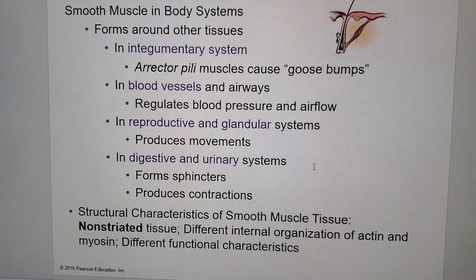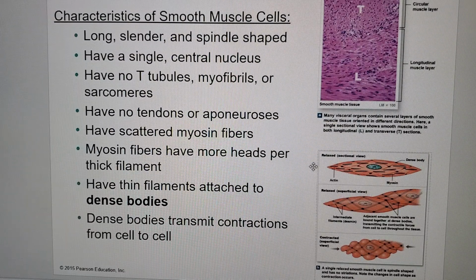Structural characteristics of smooth muscle tissue. Well, it is non-striated. The other muscle is all striated. Smooth is not. It's the only one that's not striated. It has a different internal organization. The actin and the myosin are there, but they're put together differently. Smooth muscle cells are long, slender, spindle-shaped.